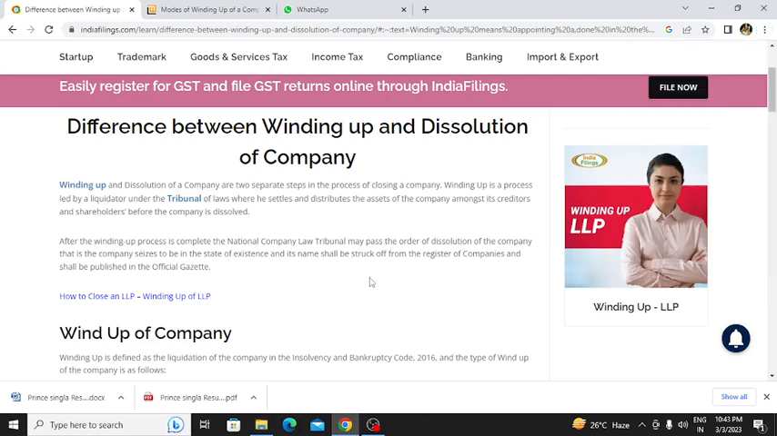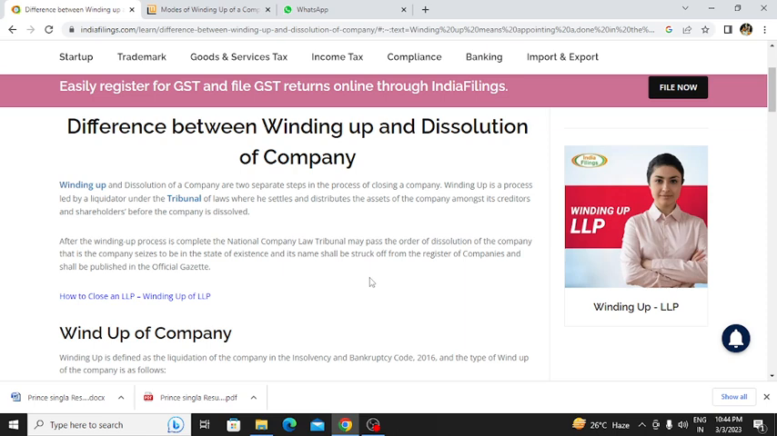Winding up and dissolution of a company are two separate steps in the process of closing a company. Basically this is a two-step process of closing the company, and the process is carried out by a liquidator under the tribunal of law, who settles the distribution of assets of the company among its creditors and shareholders before it is dissolved.